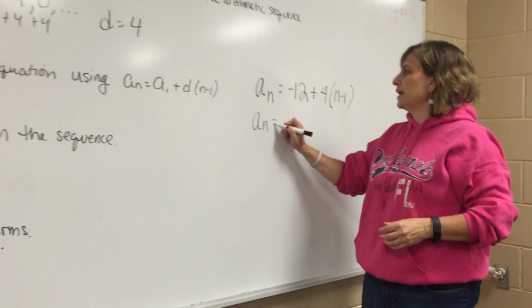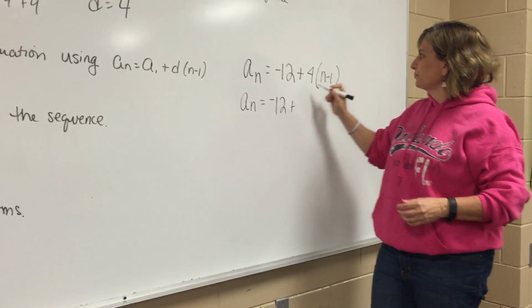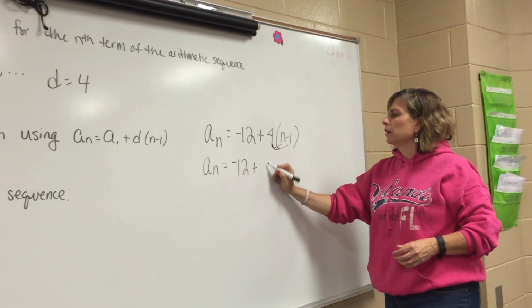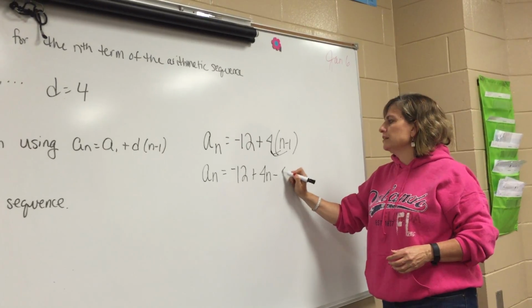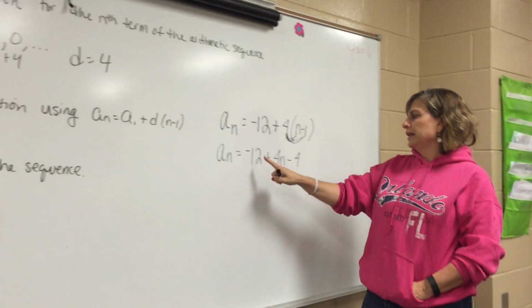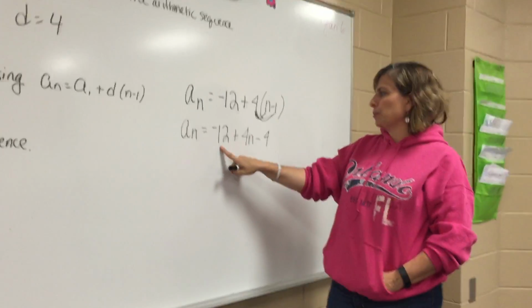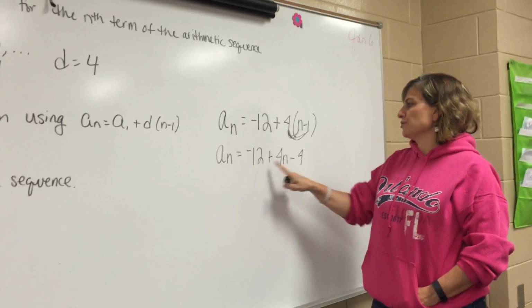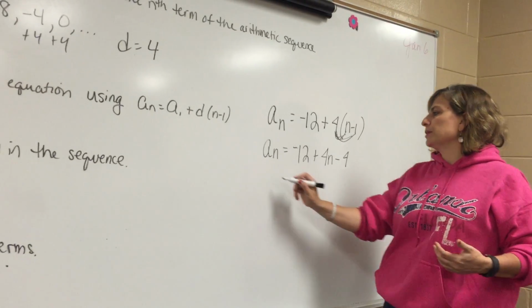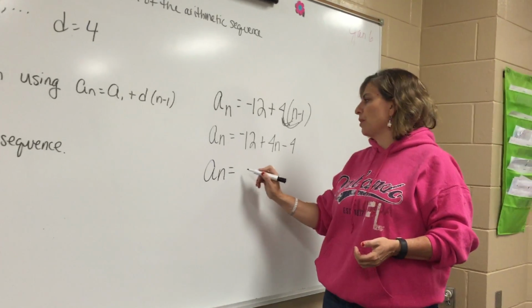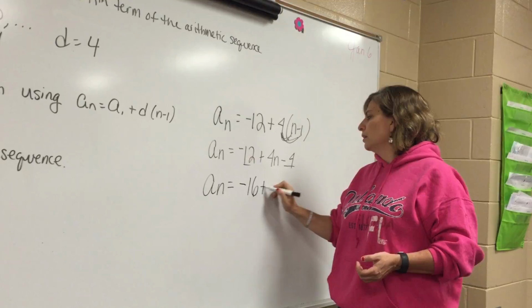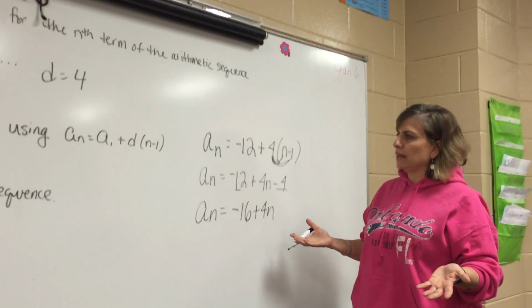So all you have to do is say a sub n equals negative 12 plus, what property do we notice here? This is distributive. You need to distribute your 4. 4n minus 4. I distributed 4 times n is 4n. 4 times negative 1 is negative 4. And now I have to combine like terms. I have a negative 12 and a negative 4. These are two negatives. When I add two negatives together, I keep the sign and I add the numbers. So my final formula for this problem is a sub n equals negative 16, because I added those two, plus 4n.